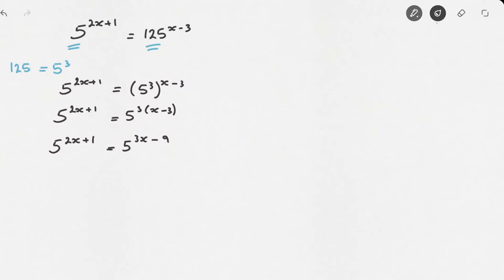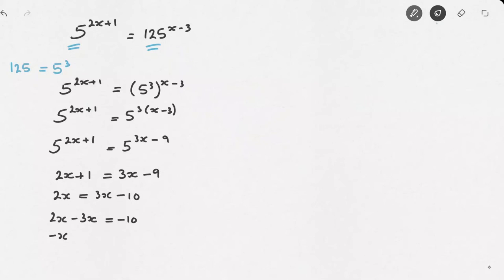And now that everything's written as a power of 5 on each side of the equation, we can go ahead and write 2x plus 1 equals 3x minus 9. And we solve this equation. Subtracting 1 from each side would lead us to 2x equals 3x minus 10. And now subtracting 3x from each side of the equation leads us to 2x minus 3x equals negative 10. This in turn leads us to negative x equals negative 10, which finally leads us to the answer x is equal to 10.